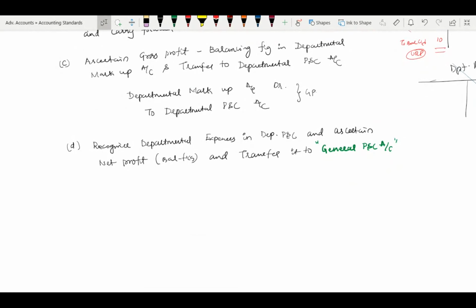So after recognition of expenses and net profit, the entry is departmental P&L account debit to general P&L account. This is assuming profit. If the departmental P&L account shows a debit balance, it will go to credit.